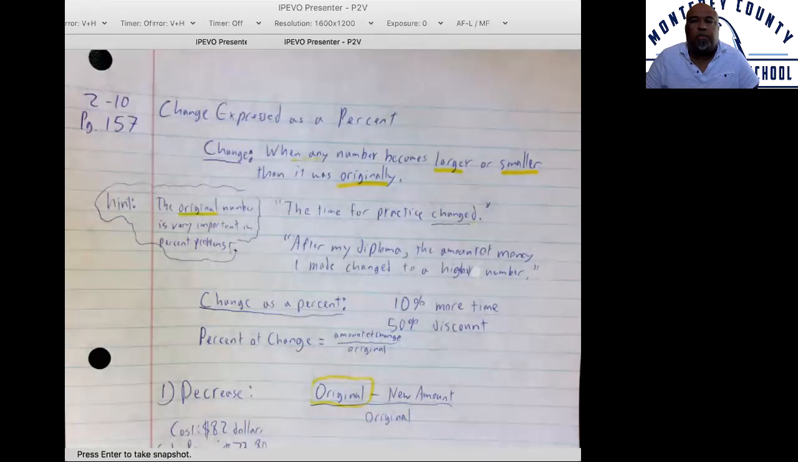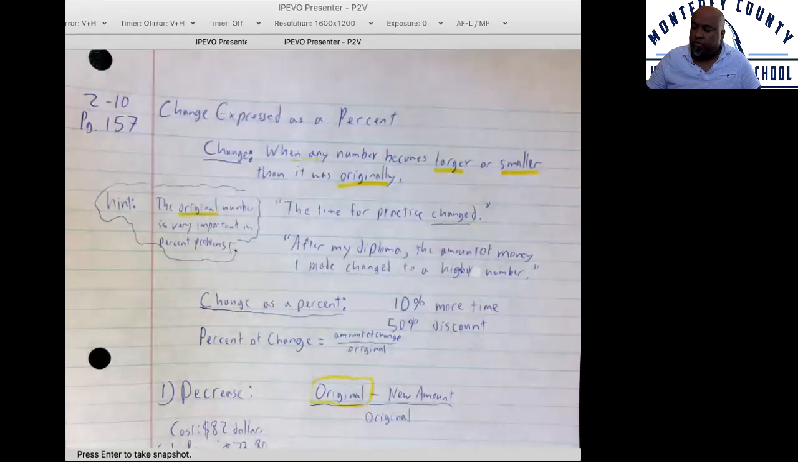Okay, but change as a percent means we start with an original number and you either add to or subtract from that original number a specific amount, and that amount is a percent. For example, 10% more time. Okay, that means, like for example, if you have 10 hours to complete something, then 10% more time would be an extra hour. So it'd be the 10 hours plus one more hour, which would make it 11 hours.